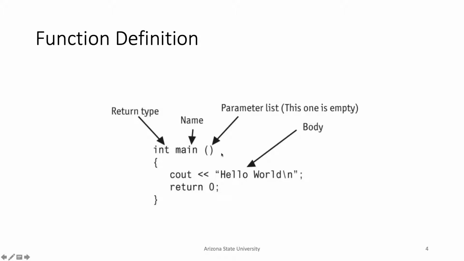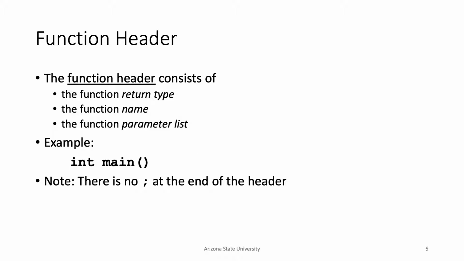So what is a function? So here's just the main example again. Main is the name of the function. There's no parameter list. In this case, it's returning an int, and then the body is the cout statement and the return 0. So this is basically what we just talked about.